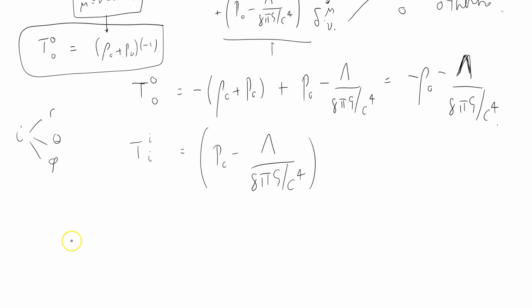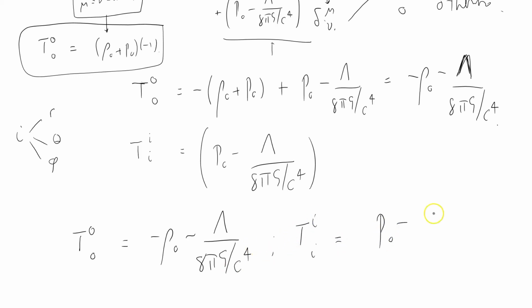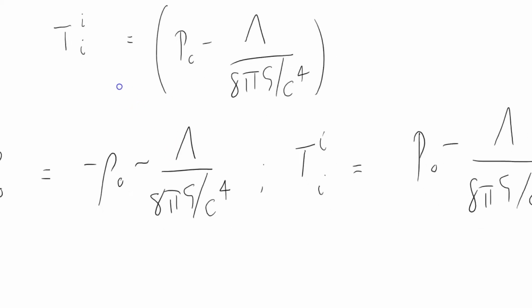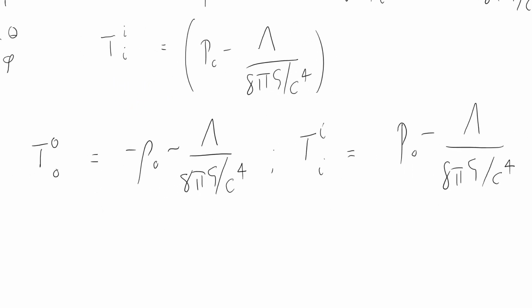So we've got these very, very simple systems. We've got T00 equals minus rho 0 minus lambda. I've been saying gamma for so long, it's hard to change my habits. And the other components, Tii, are equal to P0 minus lambda over 8 pi G upon c to the 4. There we go. So that's my expression for the stress energy tensor. Oh, this is the total stress energy tensor.